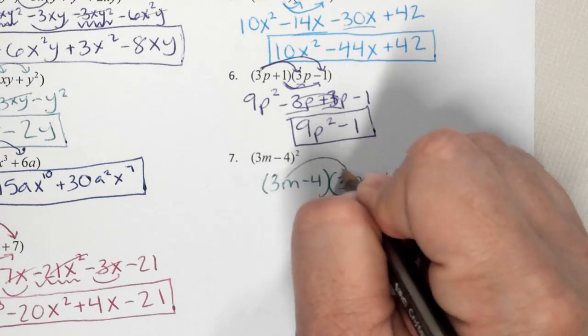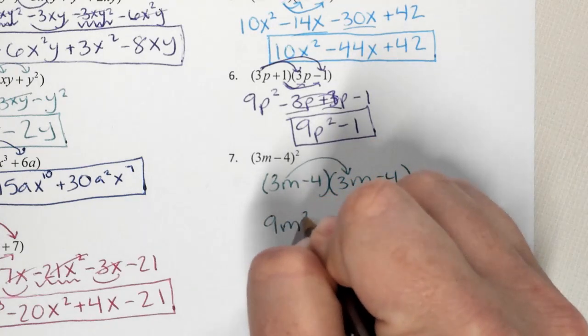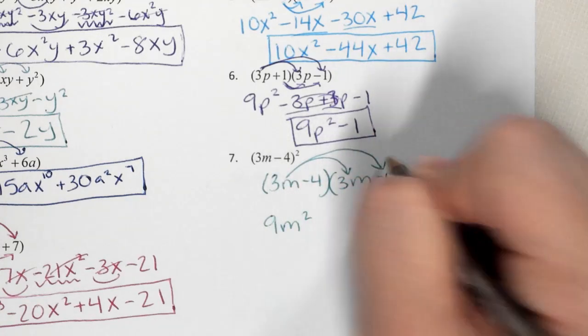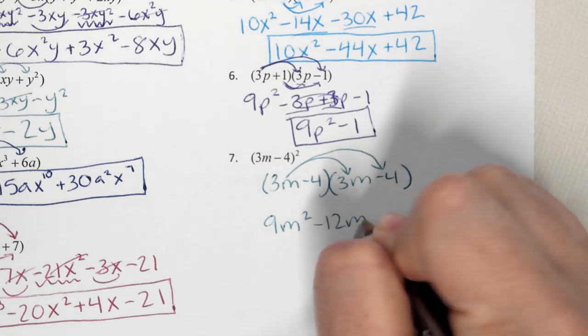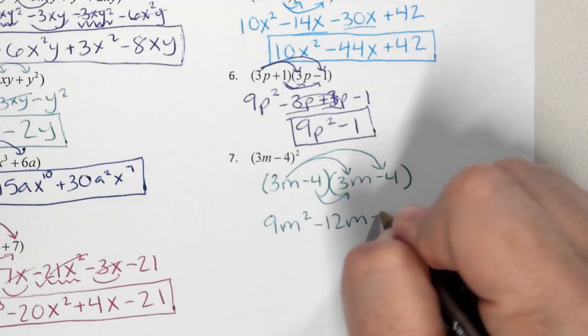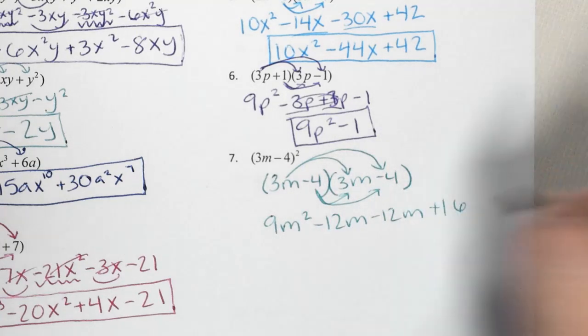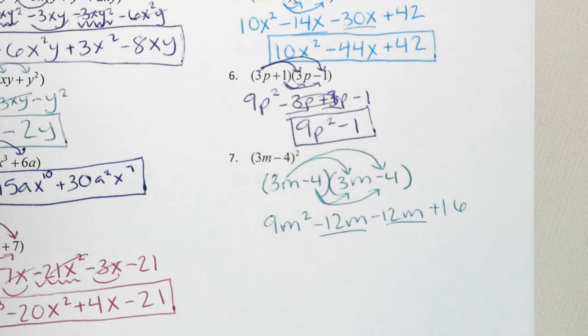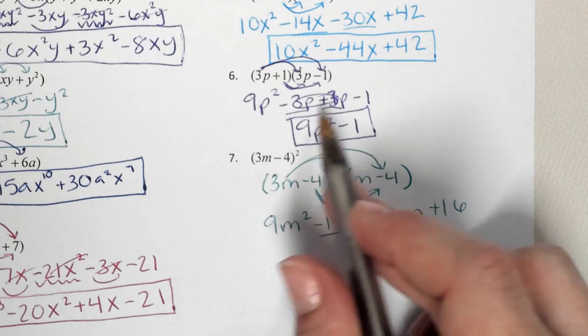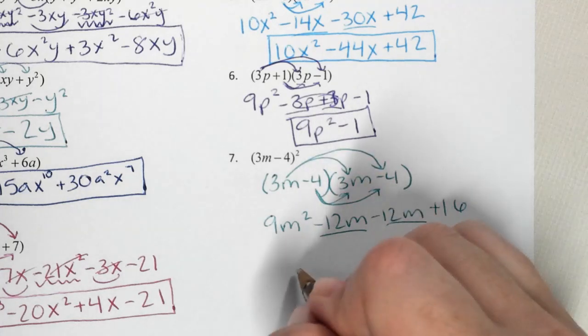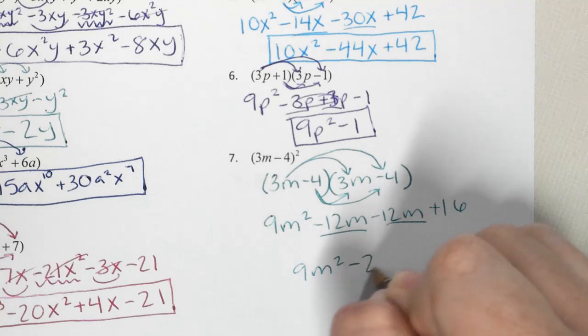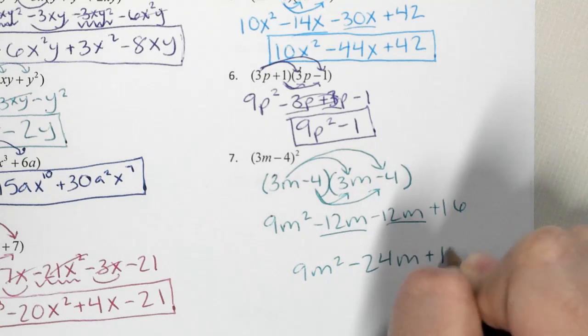So 3m times 3m is 9m squared. 3m times negative 4 is negative 12m. Negative 4 times 3m is negative 12m. And negative 4 times negative 4 is positive 16. Now, these are my like terms. They are not opposites like they were there. That was a negative and a positive. These are both negative, so they do not cancel. You get negative 24m plus 16.